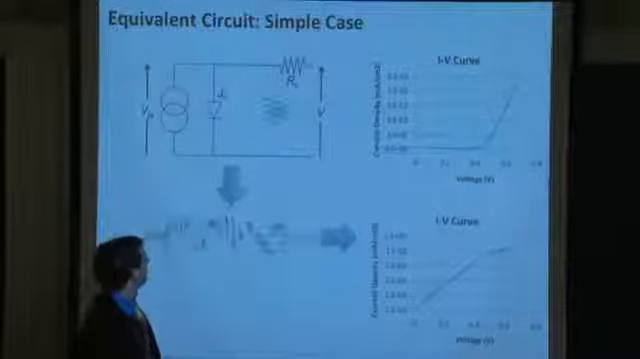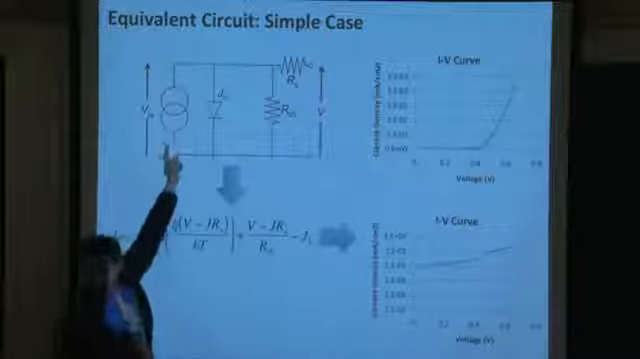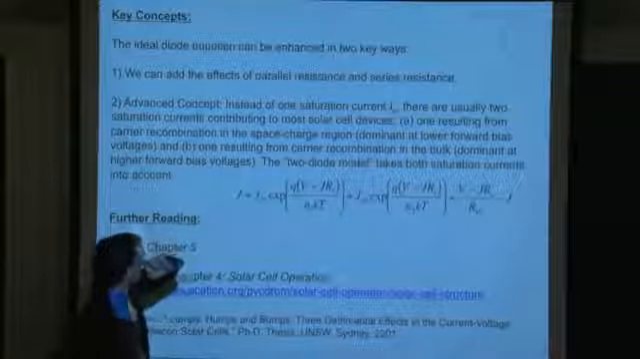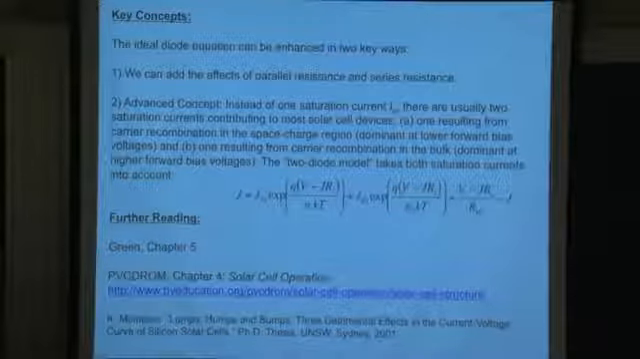So key concepts so far. We can add the effects of parallel resistance. What we typically refer to as shunt resistance is also called parallel resistance because it appears in parallel with the diode inside of the device. Right? So we can have parallel or shunt resistance and series resistance in our devices.